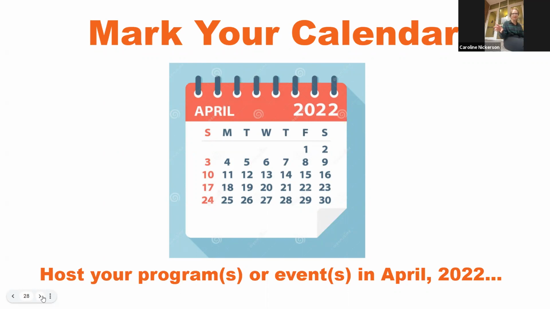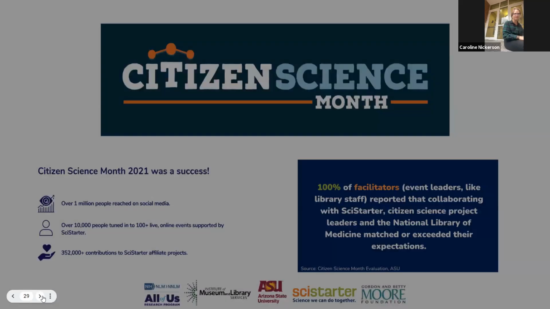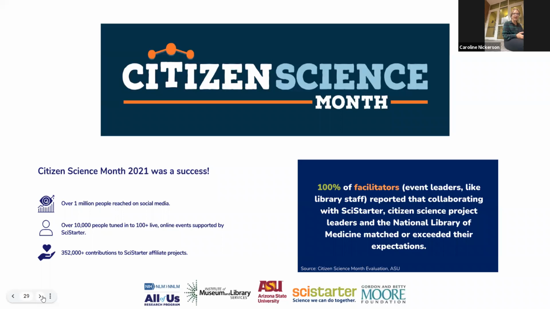So there are lots of things you can do in April, and one thing we've heard in the past from libraries per our evaluation is that you all like to have a few months of lead time. Well, it's November now, so it's the perfect time to start planning your program or event for Citizen Science Month this coming April. And Citizen Science Month this past year, according to our evaluation, was a success.